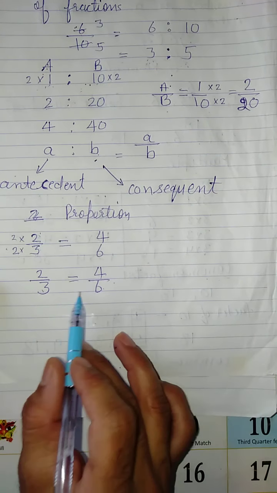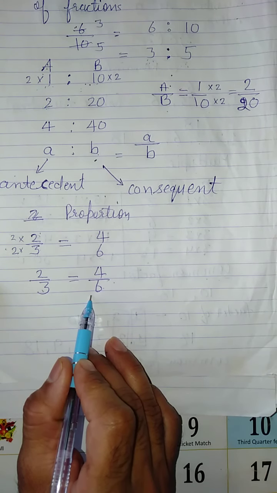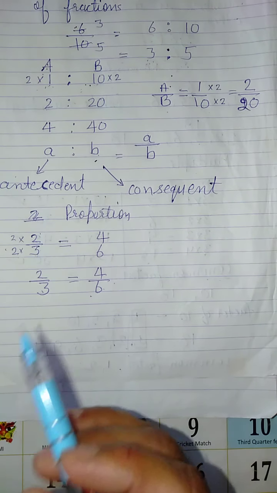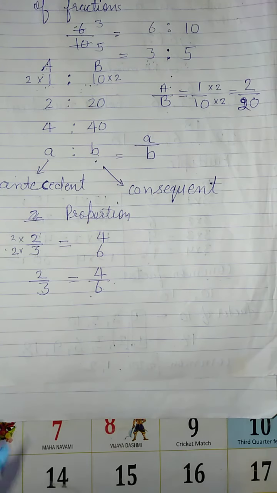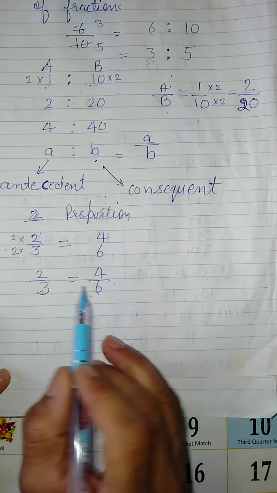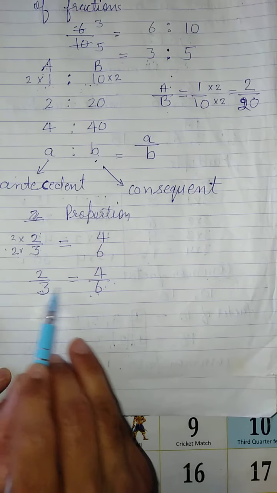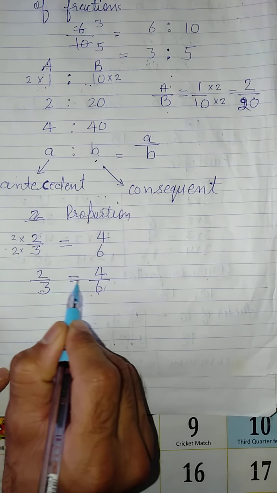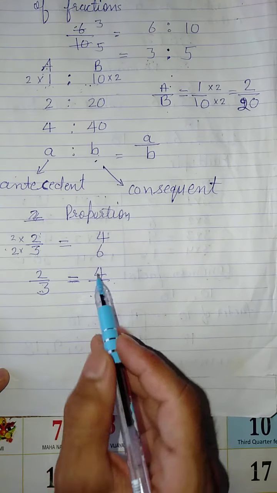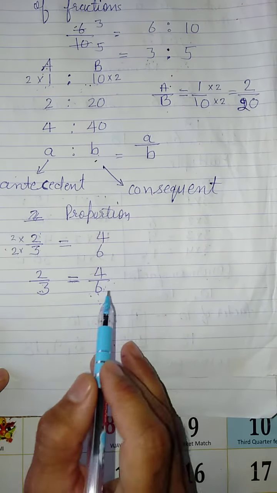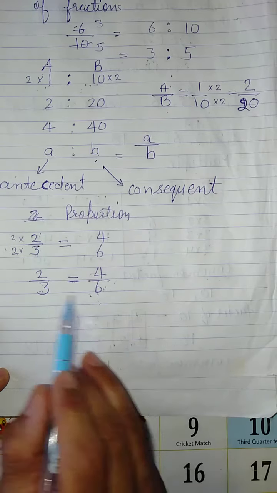So these are called equivalent fractions, right? Here we are just comparing what a ratio is and what a fraction is. So these are fractions, these are equivalent fractions. Equivalent means they are equal to each other. When we take the lowest form, 2/4 and 3/6 both are equal to 2 upon 3 only.